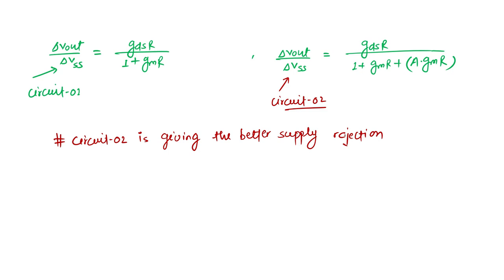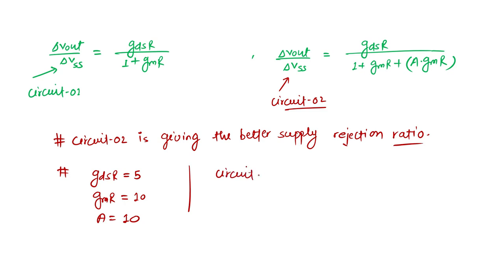Supply rejection ratio simply means that if there is any disturbance in the supply, the second circuit is rejecting it better. Let me figure this out with some numbers. Let's say GDSR is 5, GMR is 10, and A is, let's say, 10. What is it for the first circuit? For circuit 1, del V out by del VSS is nothing but 5 divided by 1 plus 10, which is nearly 5 by 11, so it comes to about 0.5. Okay. And what about the second circuit?